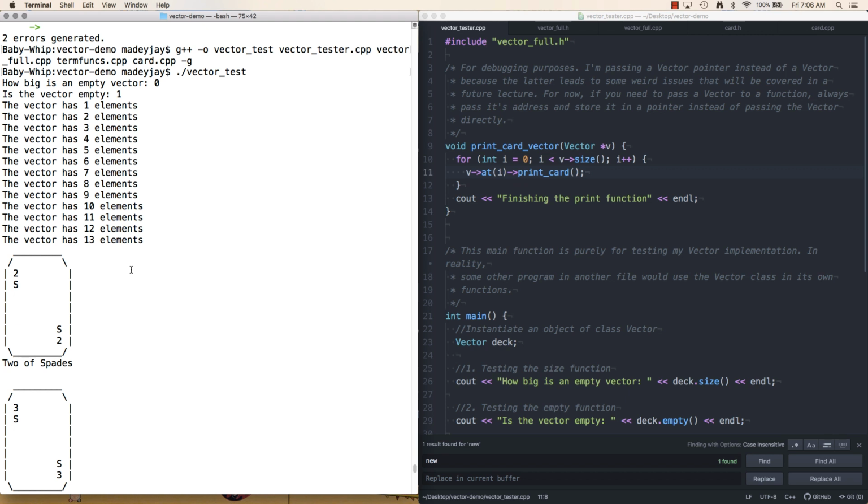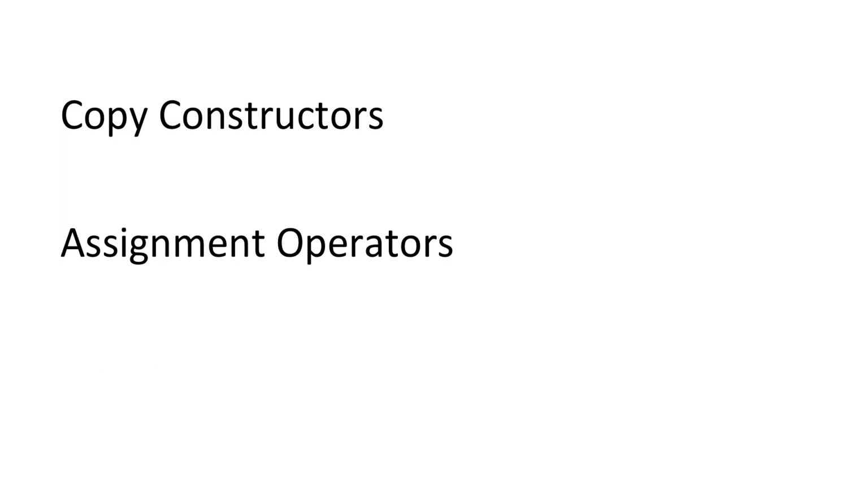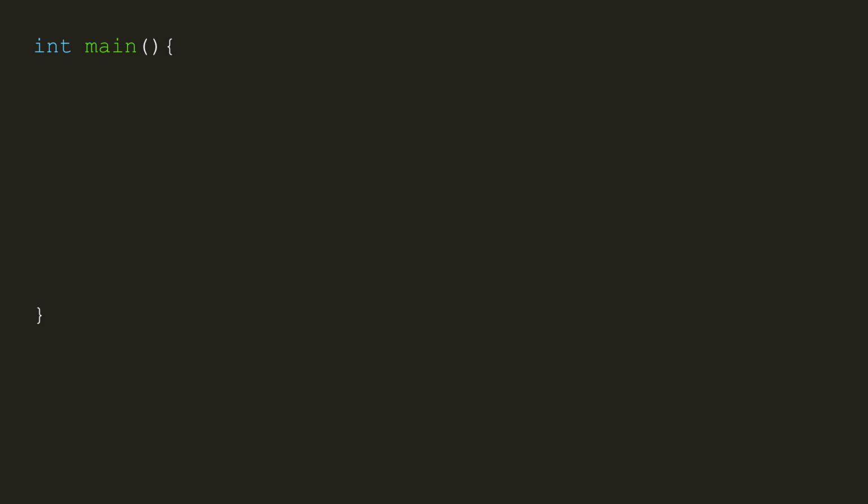Let's take a look at the slight variant of this that we're covering next, which is the assignment operator. The assignment operator is essentially addressing the exact same issue, just arrived at in a slightly different way. So here's how the same issue can get created in a slightly different way. Say we have a main function. In this case, this is something similar to our vector tester function, where it can interact with the vector class.